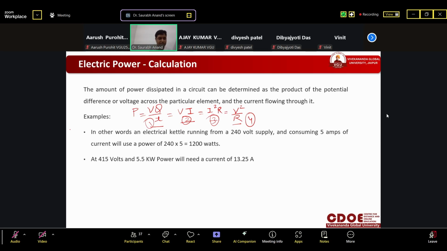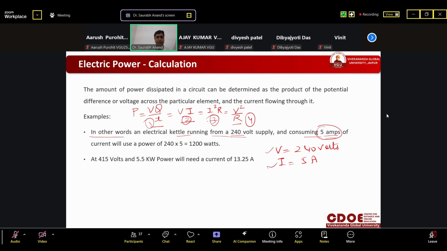So as in this statement, an electrical kettle running from 240 volts and consuming 5 amperes. Volt is V, so we will write that first. Consuming 5 amperes, that is the current value, that is 5. So we will write the values which are given. We have only two values, that is V and I.